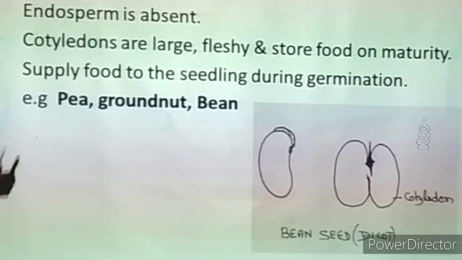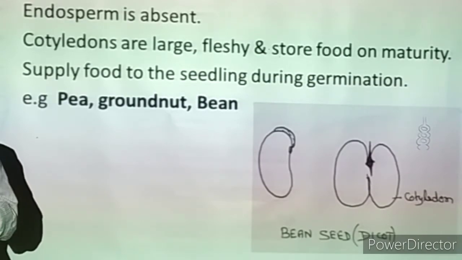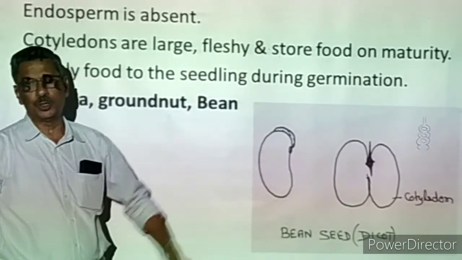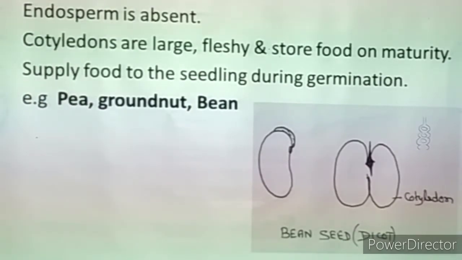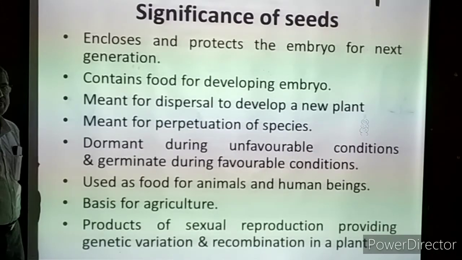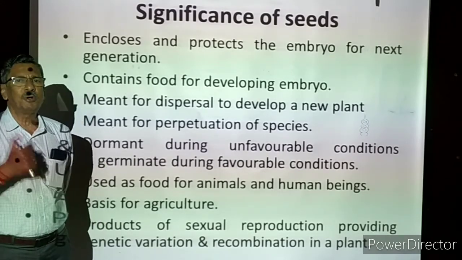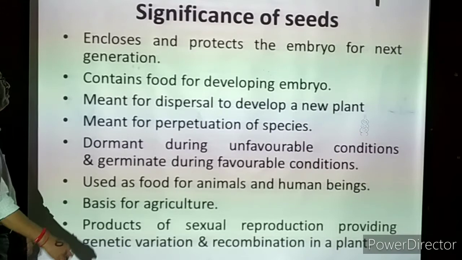Now we have completed exalbuminous. So in the second classification, seeds are classified into albuminous and exalbuminous, otherwise called endospermous and non-endospermous. So the classification of seeds is over. Now we are coming to the last part of it: the significance of seeds. What is the importance of seeds? We have to see the significance.